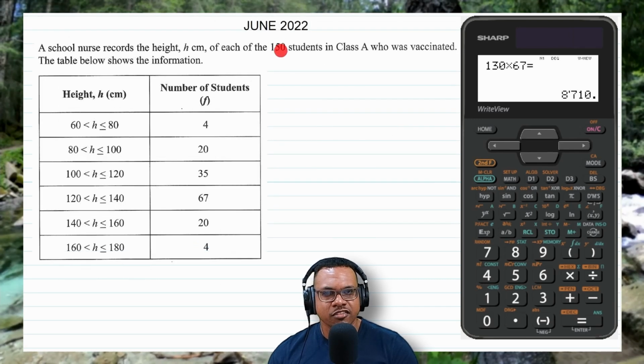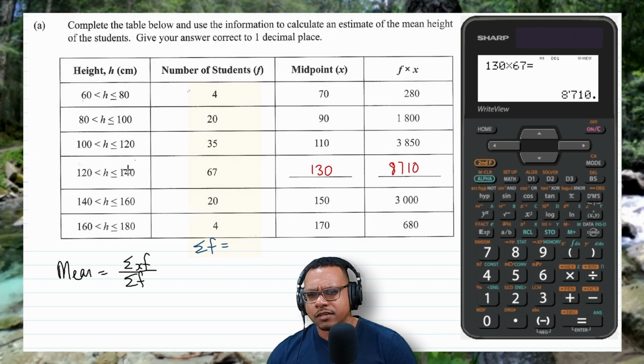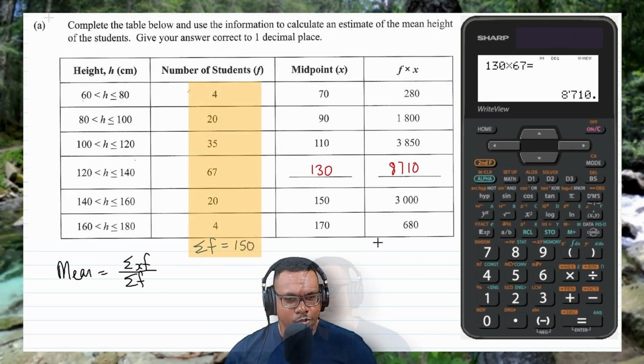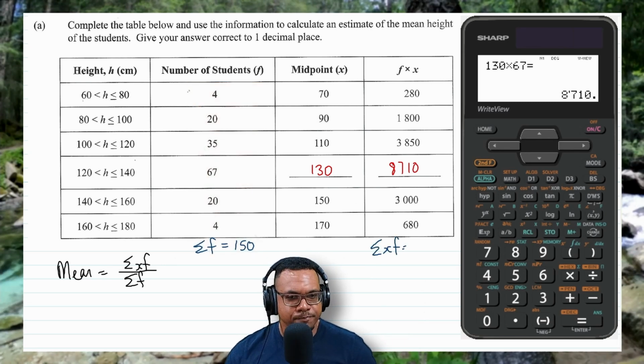So when they say that there are 150 students in class A, it means your total frequency, if you add this frequency up, you'll get 150. So if you add 4 plus 20 plus 35 plus 67 plus 20 plus 4, you're supposed to get 150. So you don't necessarily have to add this up because sigma f is given as 150. So I'll come here and put 150. Now for sigma xf, I'll have to add that up.